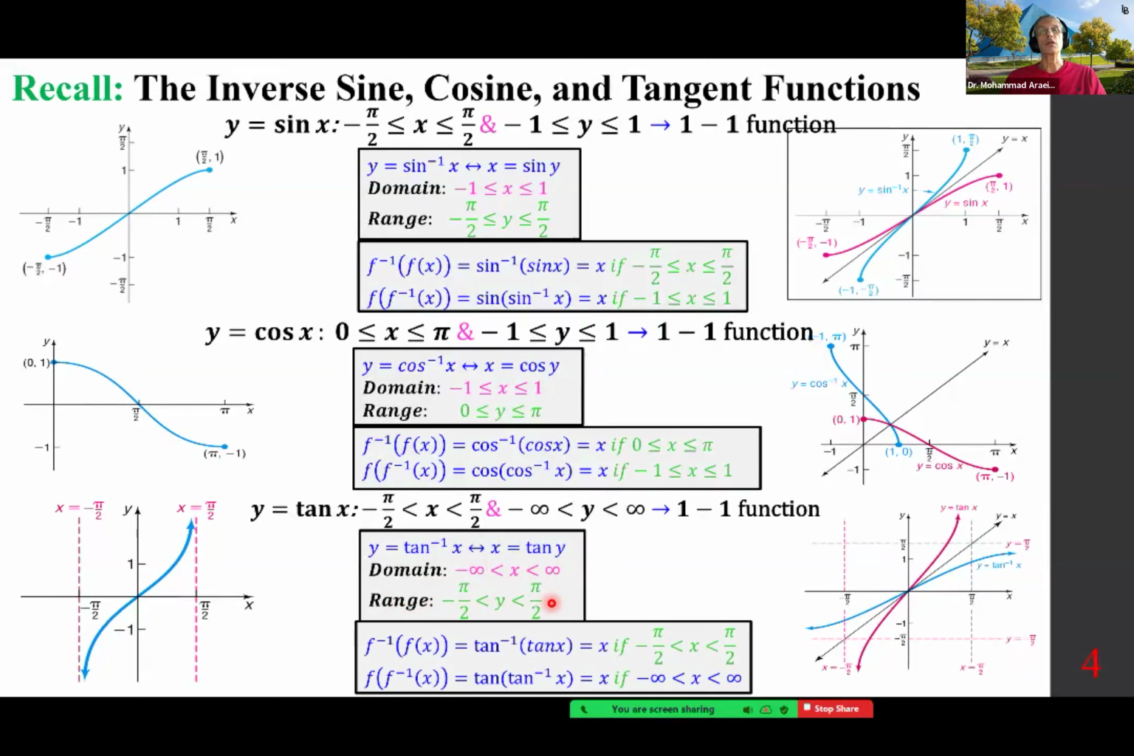And when we write their composite function, in this case, x belongs to the domain of tan, must be between negative pi over 2 and pi over 2. In this case, x belongs to the domain of tan inverse, and all real numbers are okay. So that's what we have covered.